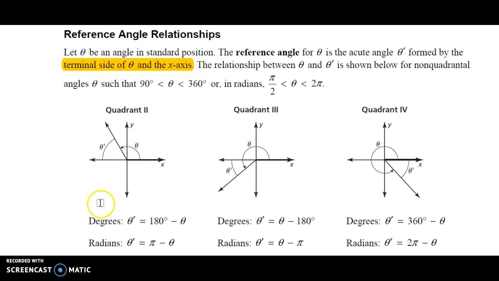If you fall in quadrant 2, you're going to subtract your angle from 180 or from pi. If you fall in quadrant 3, you're going to take your angle and subtract 180 or subtract pi. And if you fall in quadrant 4, you're going to subtract your angle from 360 or 2 pi. This may sound like a lot, but just do what makes sense. Add or subtract until you make your reference angle, which will be smaller than 90 or smaller than pi over 2.